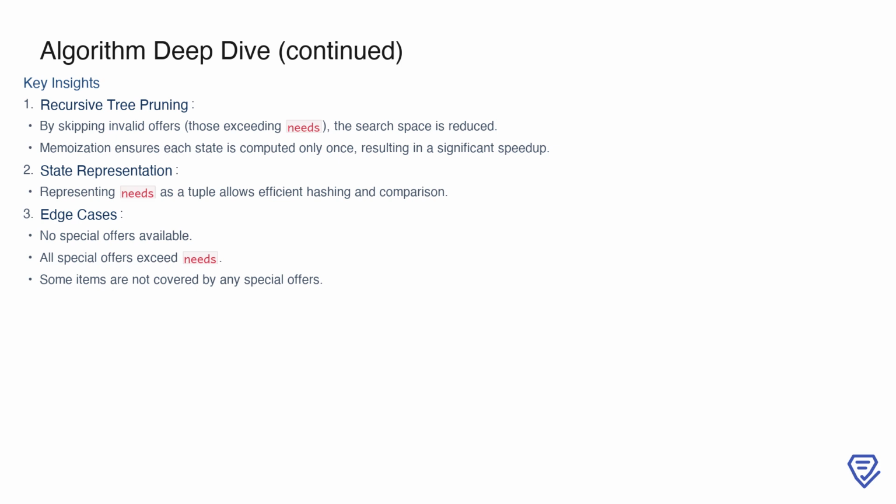For instance, when there are no special offers available, all special offers exceed needs, or certain items in needs are not covered by any special offers. Addressing these cases ensures the algorithm handles all possible scenarios robustly.